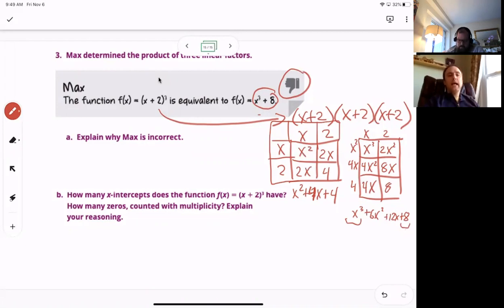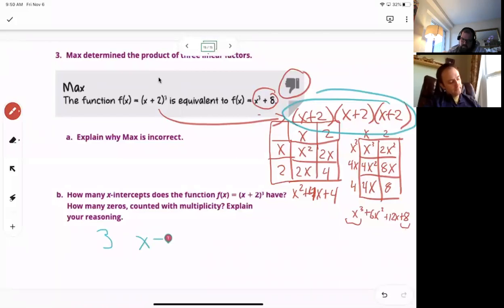So we're supposed to determine how many x-intercepts the function has. I feel like we can go from your top piece right there, and we can say 3. It's got to have 3 x-intercepts. If you're hearing a dog, by the way, it's a dog outside of my house that is barking. So we've got to have 3 x-intercepts.